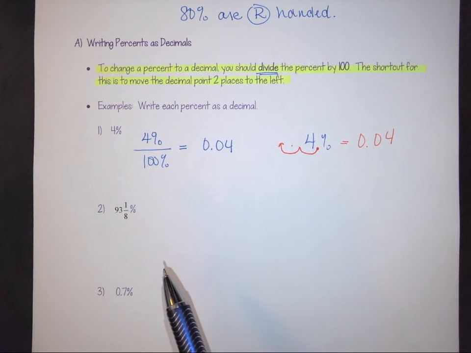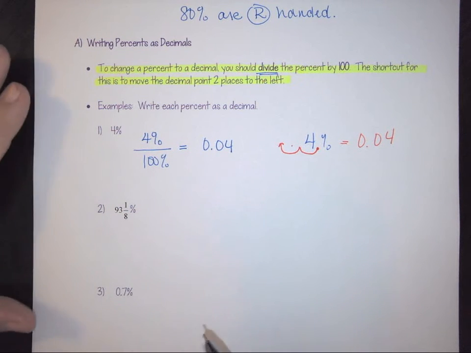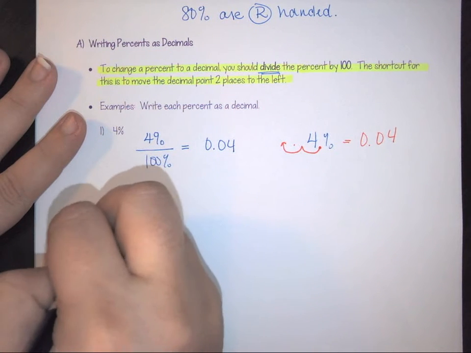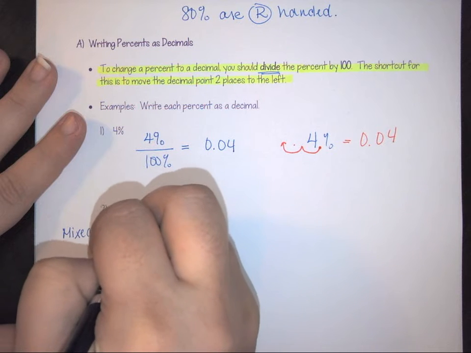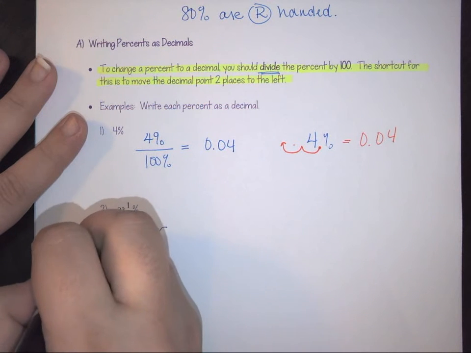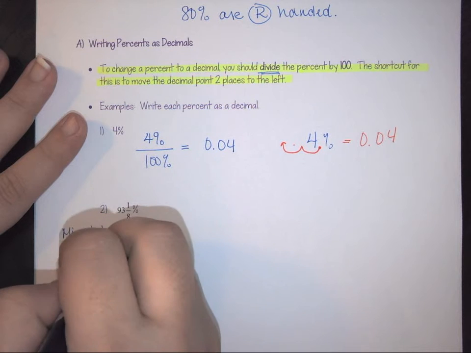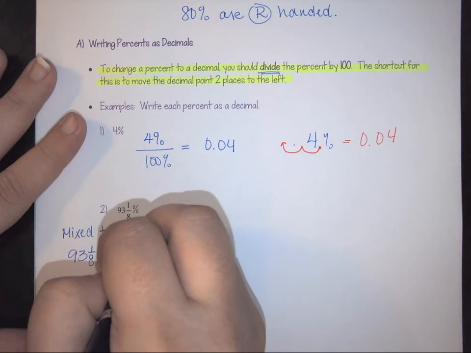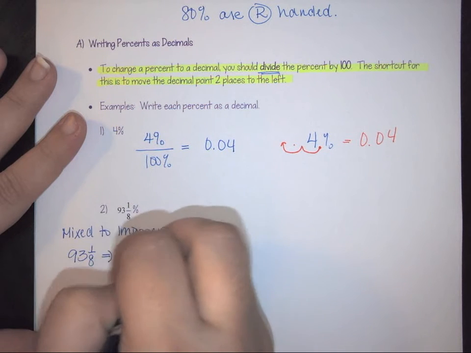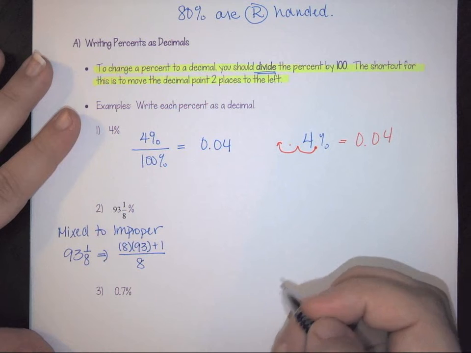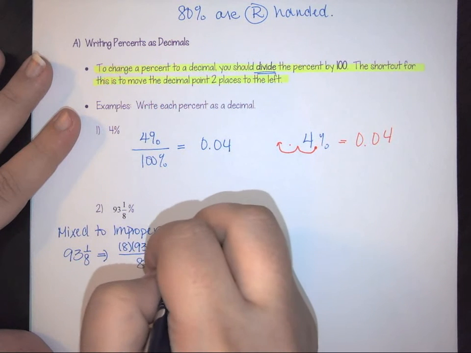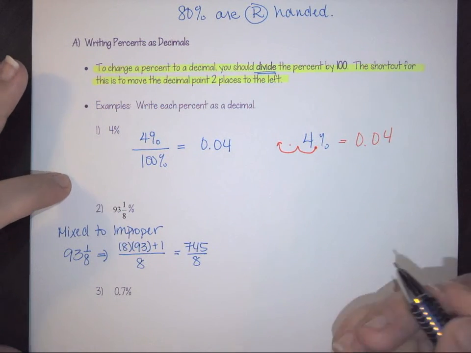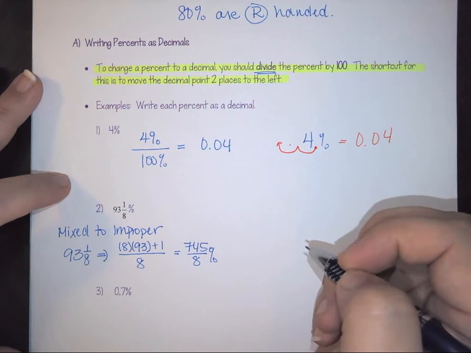Now here I have 93 1/8. So the first thing that I want to do is go from my mixed number to the improper fraction. So to change that, again, is going to say bottom times the big number plus the top, all over the bottom. So this is going to end up being 745 over 8.